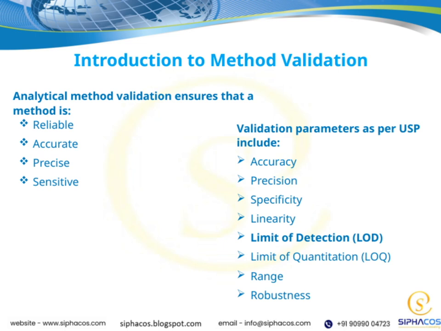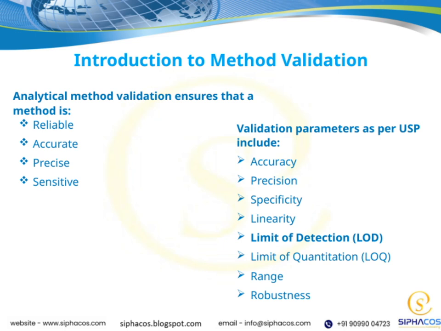According to the USP, there are specific parameters we need to evaluate during validation. These include accuracy, which tells us how close our results are to the true value. Precision, on the other hand, ensures that our results are consistent when we repeat the measurement. Specificity is about the method's ability to measure what we want without interference from other substances. Linearity confirms that our method provides results proportional to the concentration over a certain range.